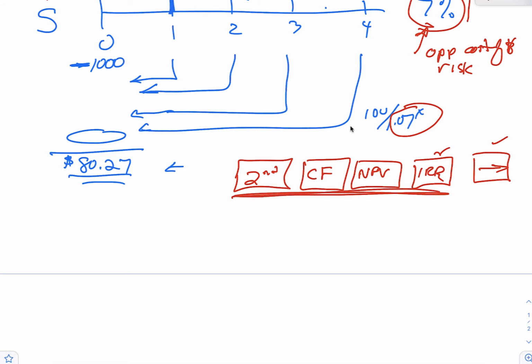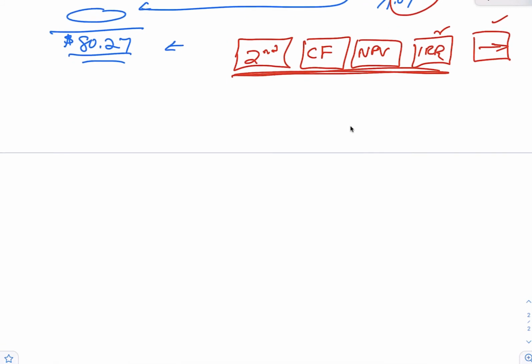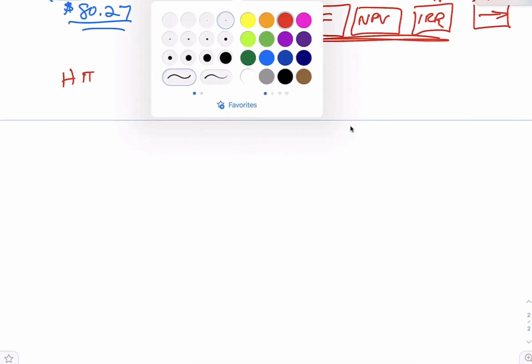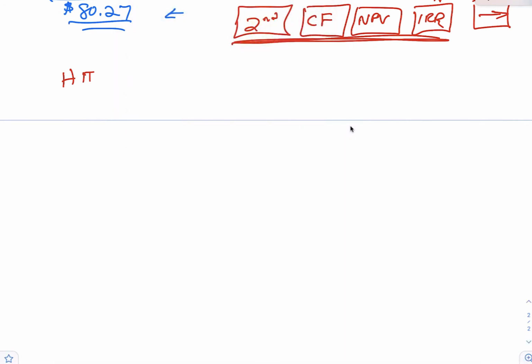So let's get this problem into our calculator. First off, we're going to hit the CF button, this guy right here. What's going to pop up is CF0, and that means what is the very first cash flow at time 0? And that's negative 1,000. You're going to hit enter and then the down arrow.